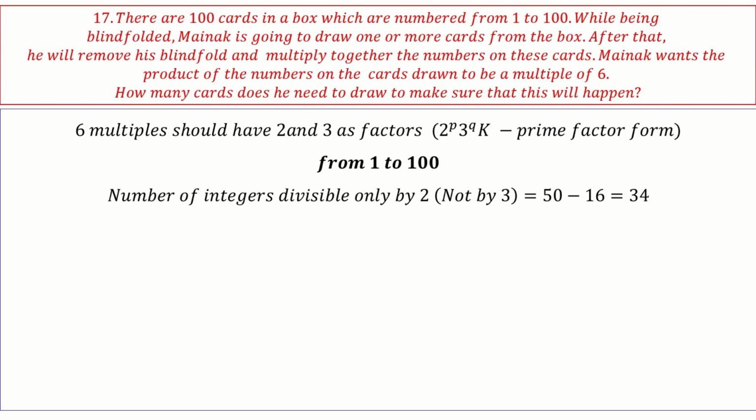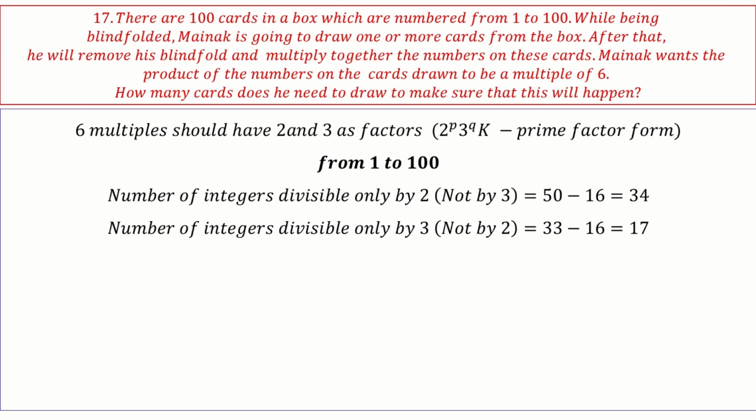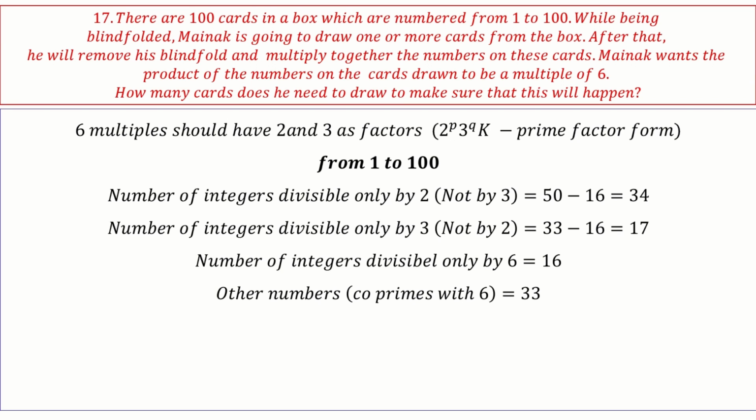16 into 6 is 96, right? And 50 into 2 is 100. So from 1 to 100, I have 50 minus 16, that is 34 numbers which are only divisible by 2. Similarly, the number of integers only divisible by 3, not by 2, is 33 minus 16, which is 17. The number of integers divisible by 6 is 16. They are definitely divisible by 2 and 3 also. Other numbers which are co-primes with 6 are 33.